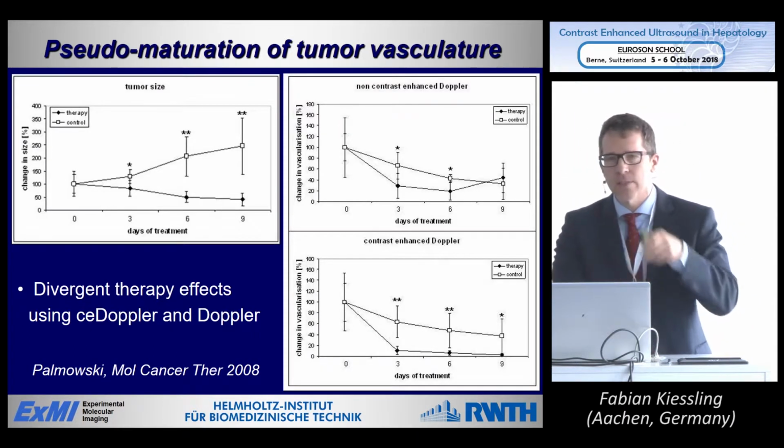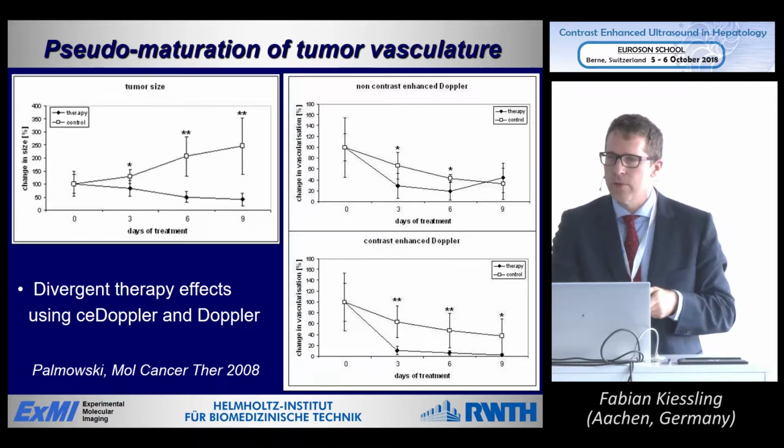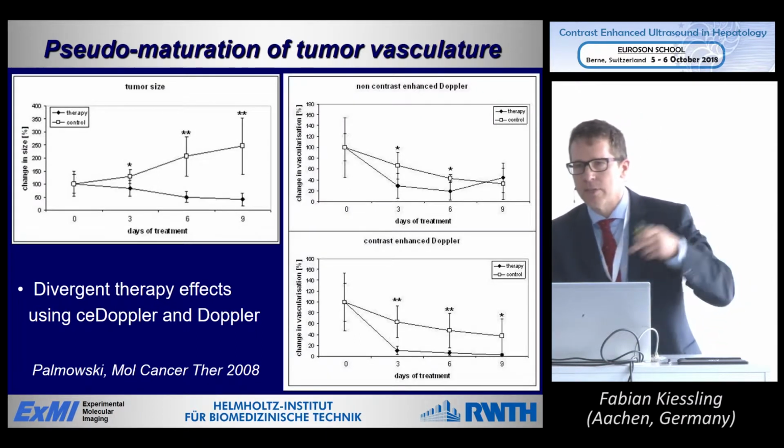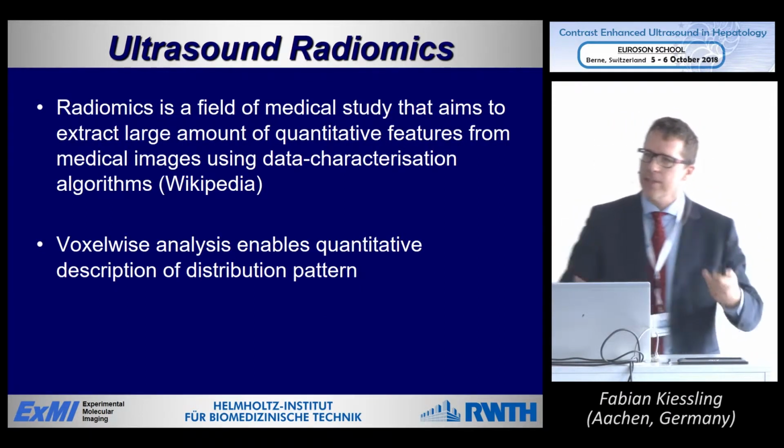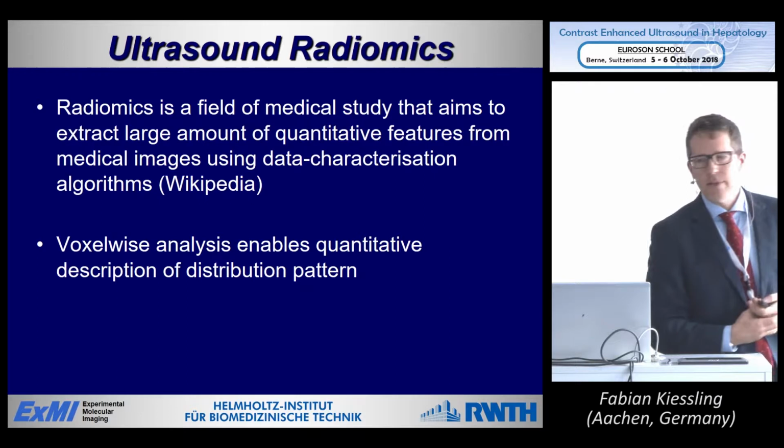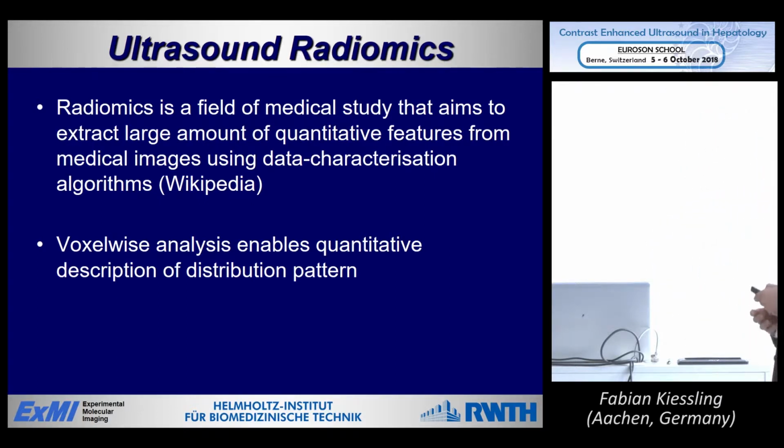But we want to get more information. These were just analyses where we draw a region of interest around the whole tumor. And we want to go deeper into tissue characterization. We want to learn about texture. We want to extract all the diagnostic information that is in the image. And here we come to the field of radiomics.